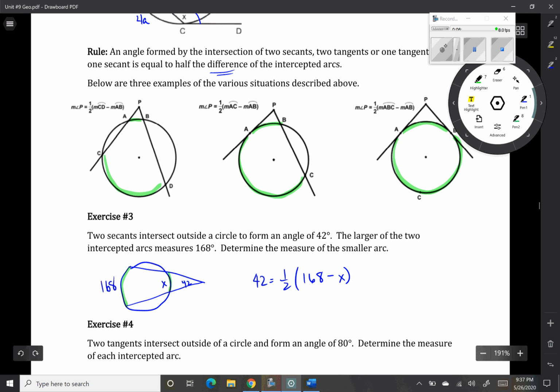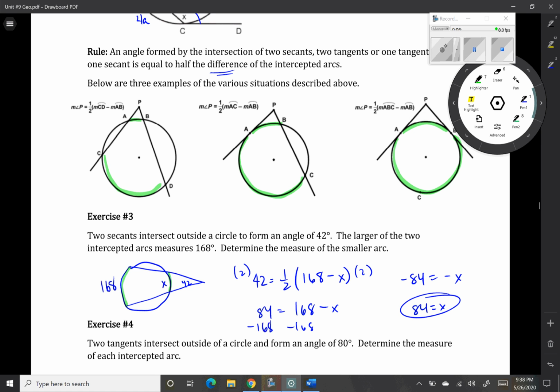And then this just becomes an algebra problem again. Multiply both sides by 2. 84 is equal to 168 minus x. Subtract 168 to the other side. 84 minus 168 is negative 84. So we could say negative 84 is equal to negative x. So then we know that 84 is equal to positive x. So that smaller arc is 84 degrees.